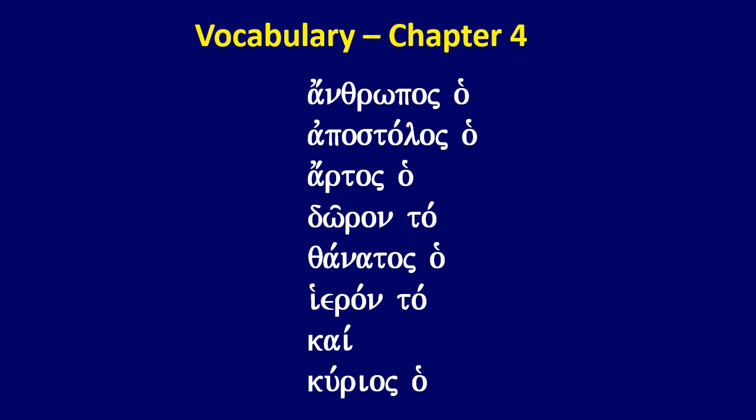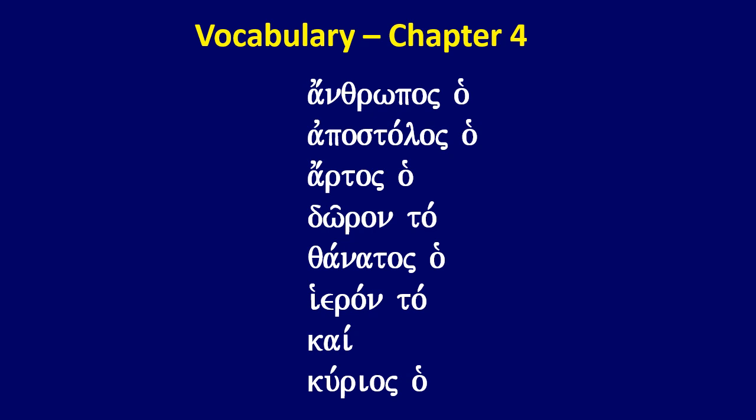Then the next word you have after that is doron, ta doron, which is a neuter word. This is the word for gift. In fact, this is the word that is used in Ephesians 2:8. For by grace you have been saved through faith. It is not of yourselves, it is the gift of God. That's the word doron in that verse.